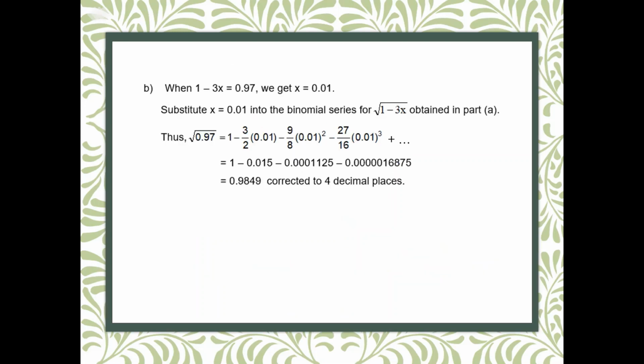Next, to estimate the value of the square root of 0.97 using the expansion of the square root of (1 minus 3x), you need to determine the value of x first. You will obtain x equals 0.01. Replace all x inside the expansion with the value of 0.01 and simplify, you will obtain 0.9849 as the answer for the square root of 0.97.